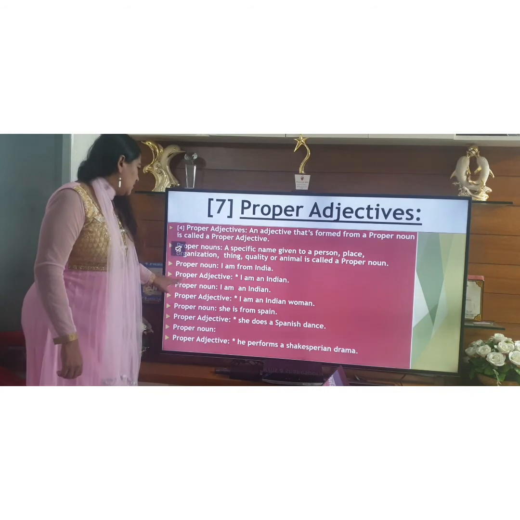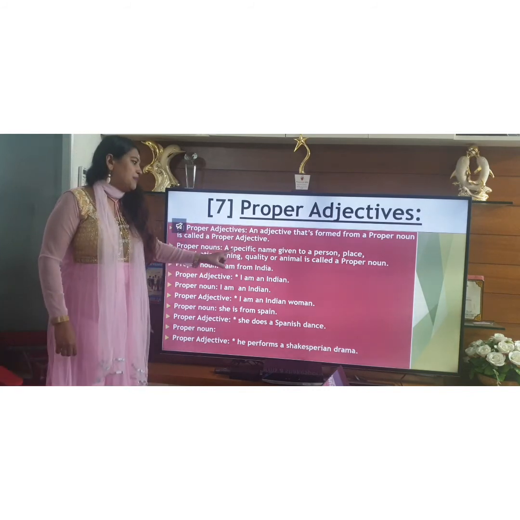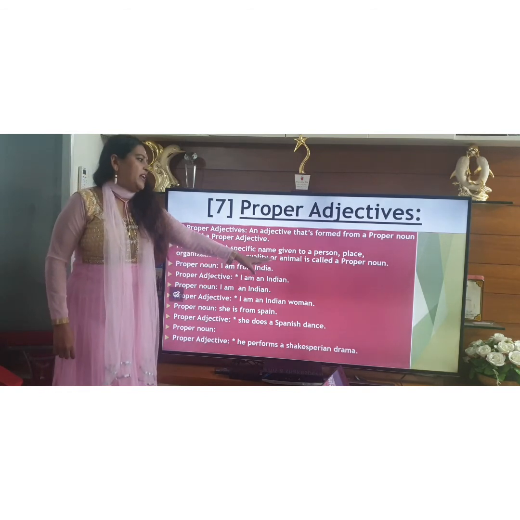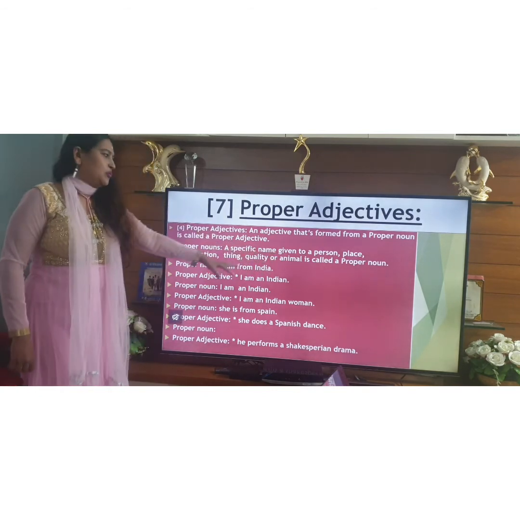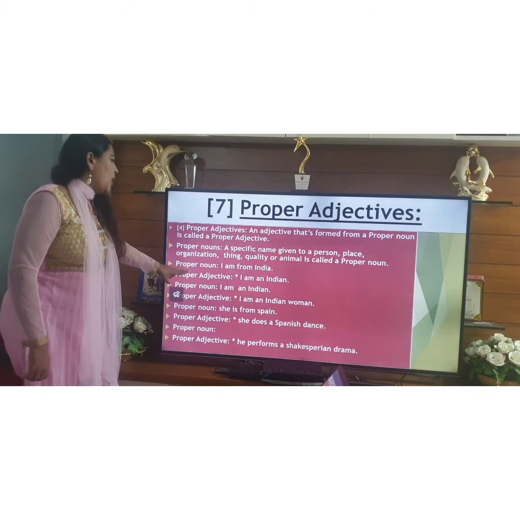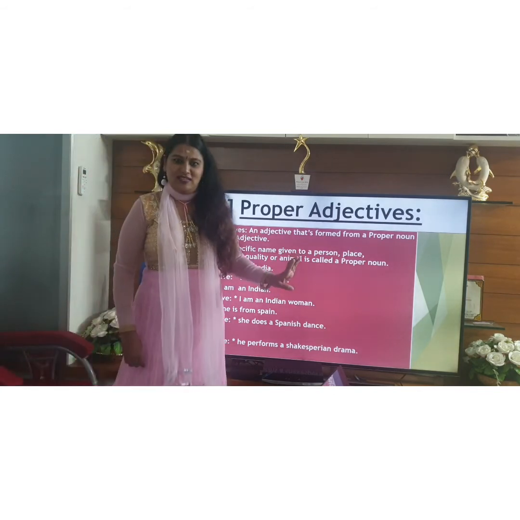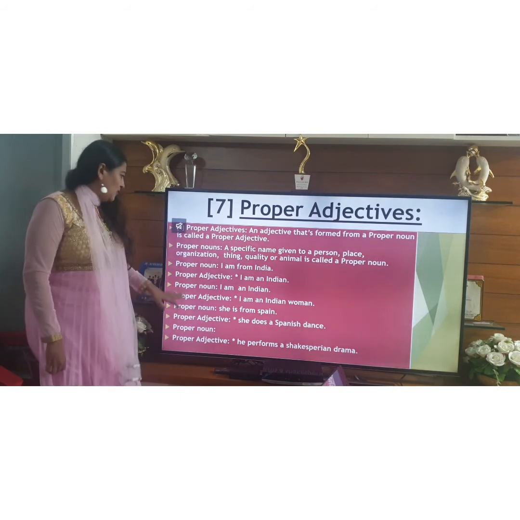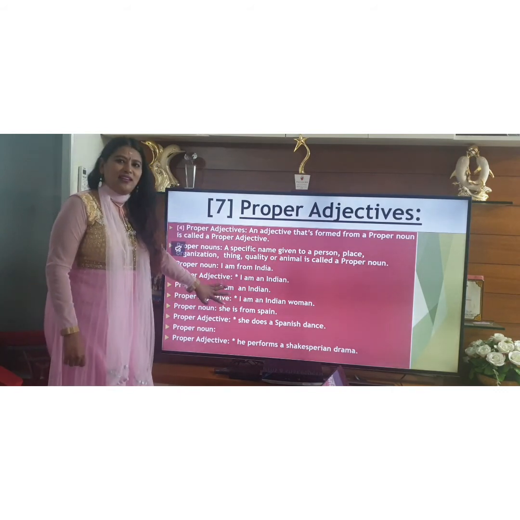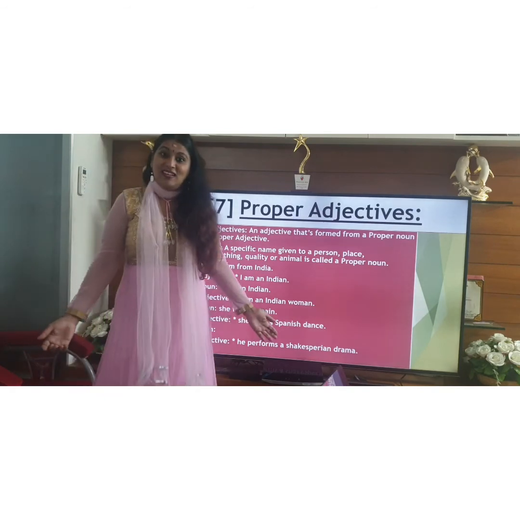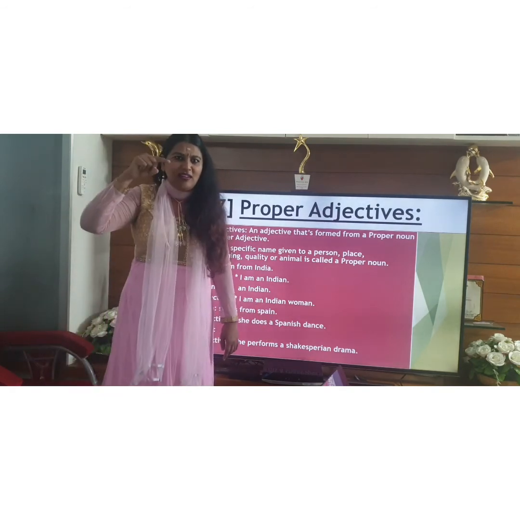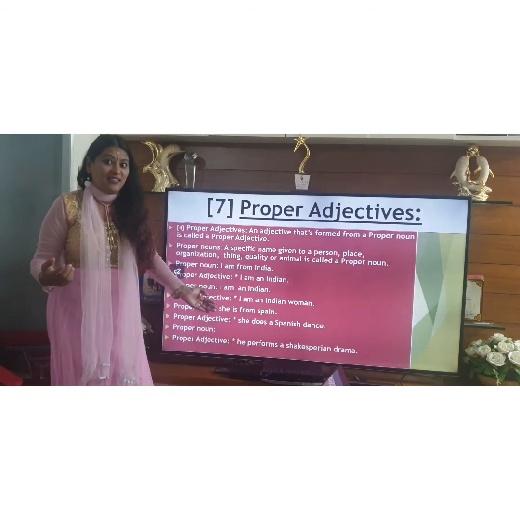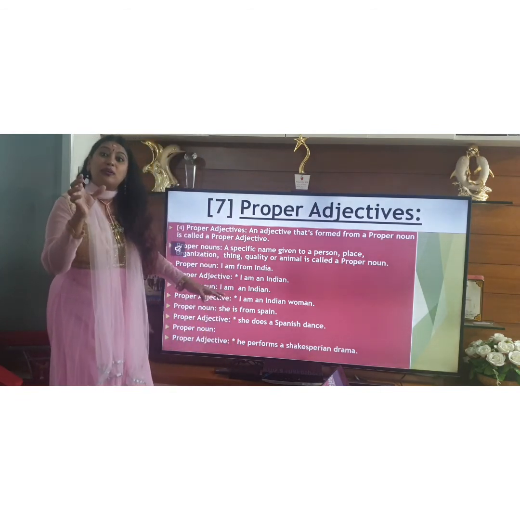Let's see the proper noun. A specific name given to a person, place, thing, animal, quality or any is called a proper noun. Got it? See, I am from India. So the proper adjective will be I am an Indian. You are from India? That means you are an Indian. Making it more specific, right? I'm describing it to be more specific.